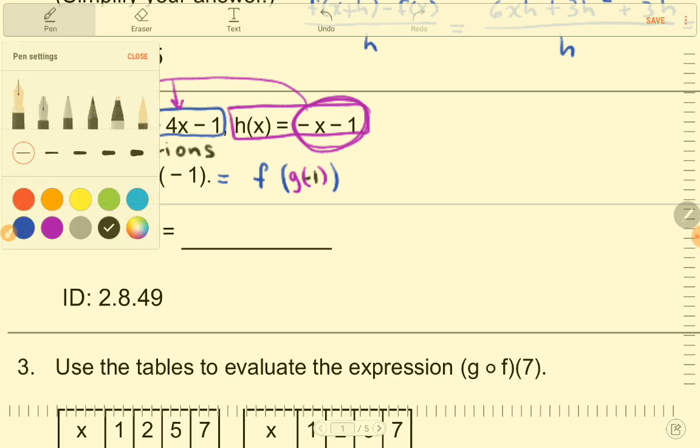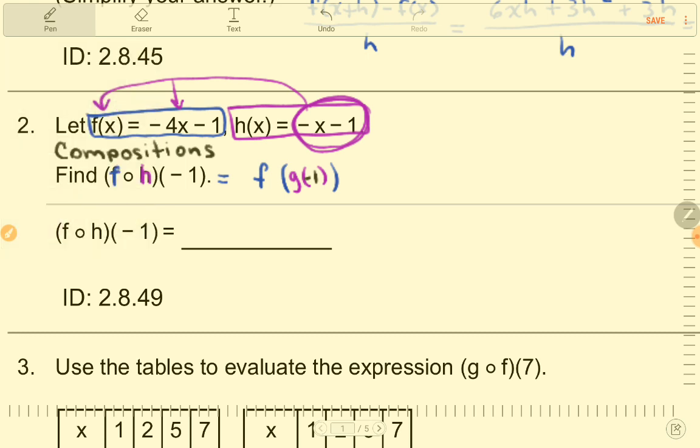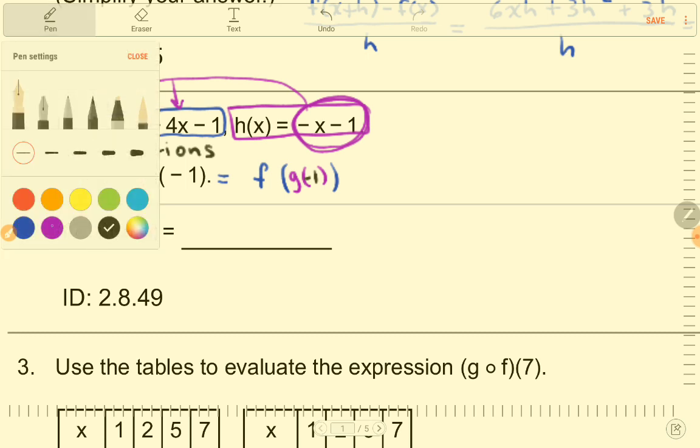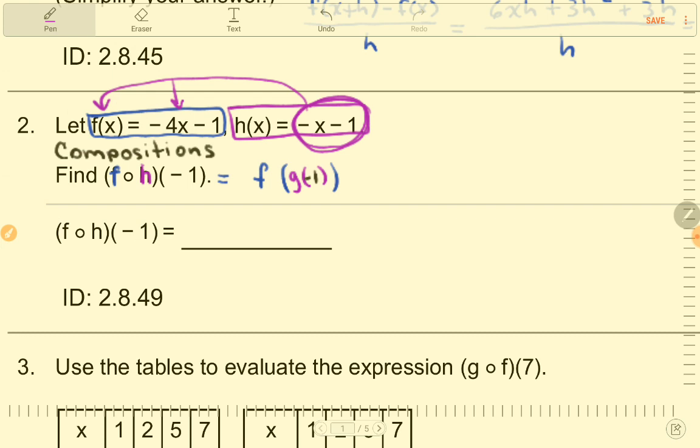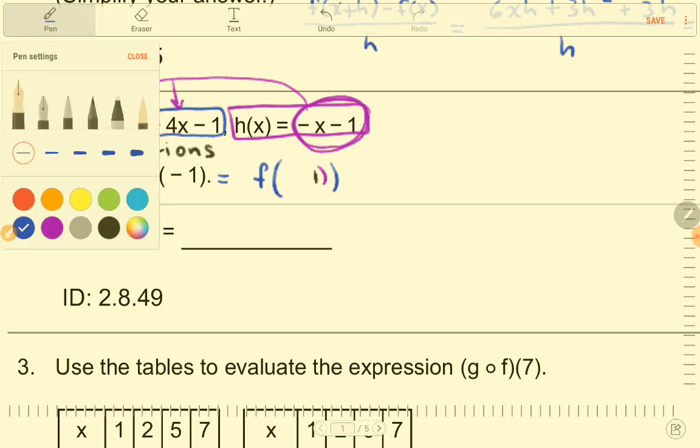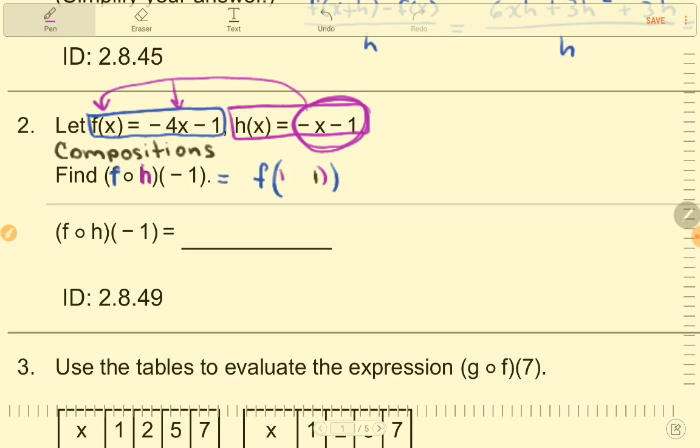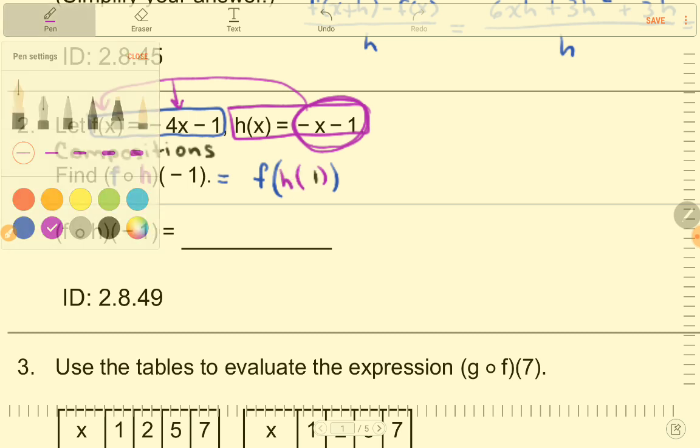So I'm going to show you how to answer the question first by evaluating h of -1 and then putting it into whatever result I get. I will put that into f and evaluate it. So I'm working from the inside out. So first h of -1. I knew I was going to start saying g because I'm used to saying g. This one says h, so I meant to say f of h of -1.